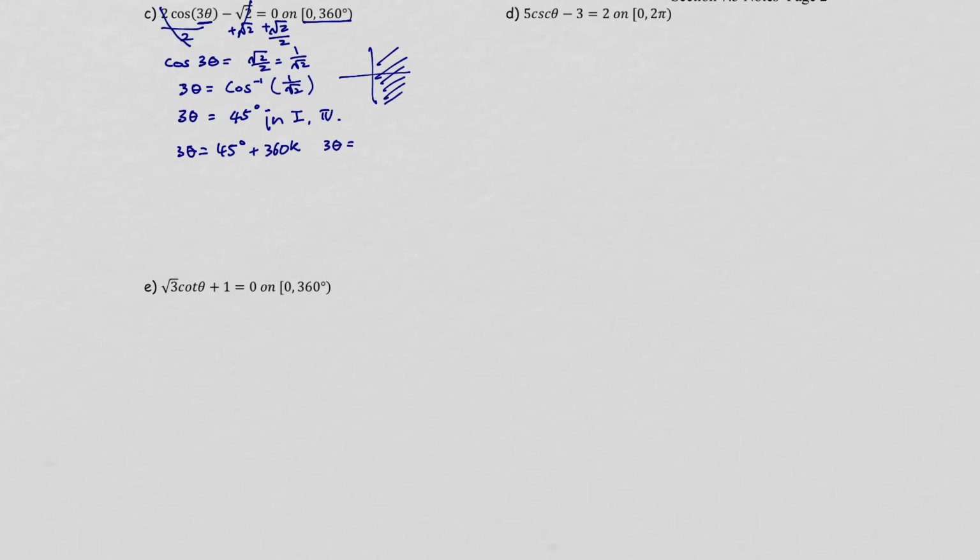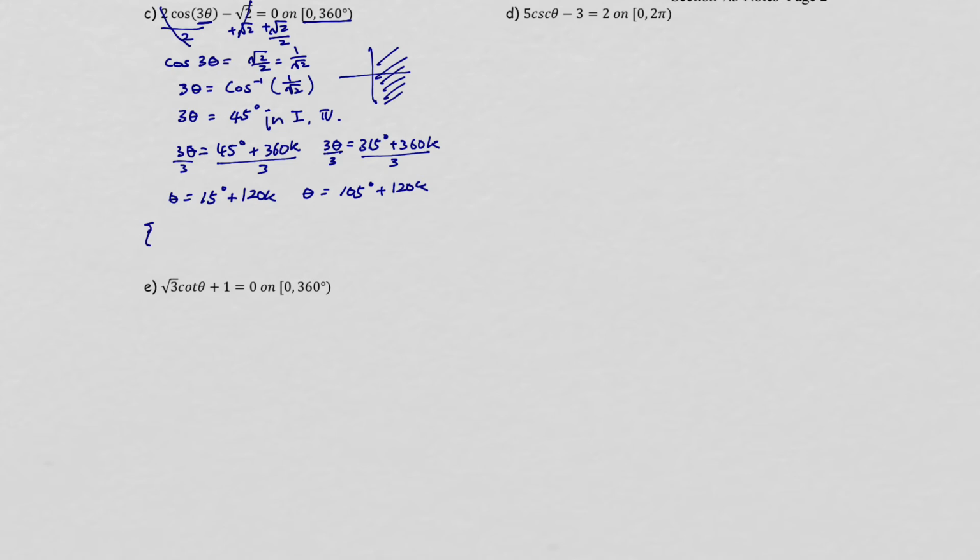And fourth quadrant will be 360 minus 45. So it will be 315 degrees plus 360k. And when you divide both sides by 3, you get theta equals 3 goes into 45, 15 times, plus 120k. And you get 315 divided by 3, you get 105 plus 120k.